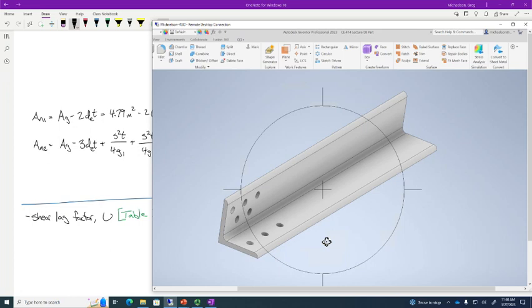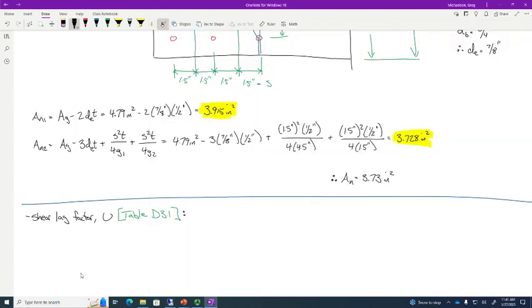Could somebody tell me, does case 1 apply to this member? I say yes. This cross-sectional element only has 2 legs, this leg and this leg. Both of those elements are connected by fasteners or welds. I propose to you U is 1.